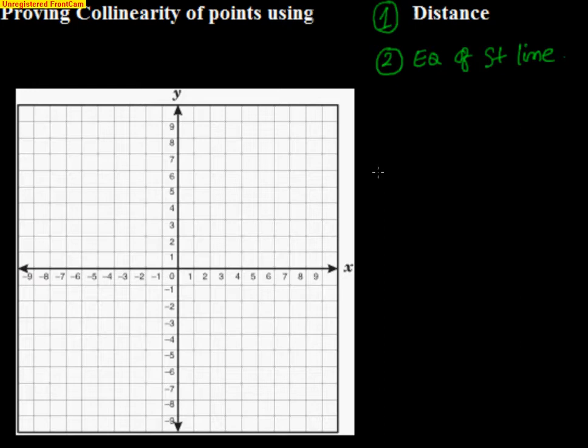Now let's see what's the meaning of collinearity, or saying that the points are collinear. Collinear means points lying on the same line. What's the meaning of that?